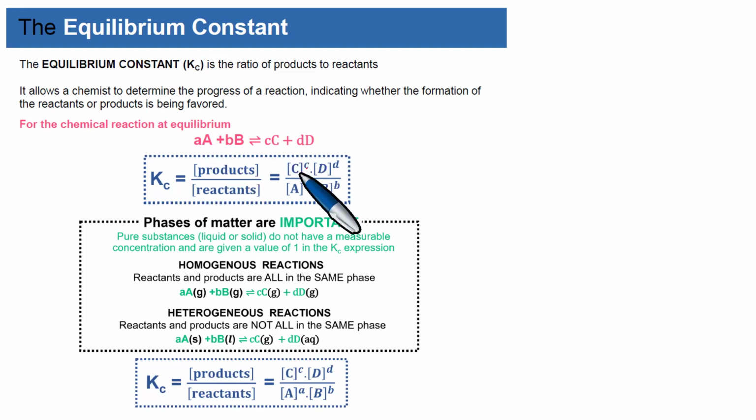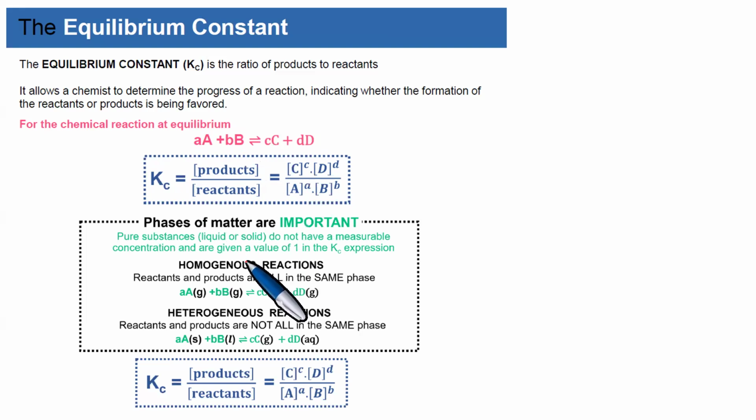So you'd have that the concentration of C to the power lowercase c, the concentration of D to the power of its coefficient d, which occurs when the chemical equation is balanced, divided by the concentration of the reactants. The reactants are the concentration of A to the power a times the concentration of B to the power b. There are phases of matter. Phases of matter are important.